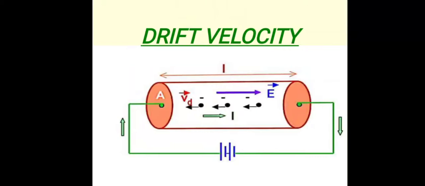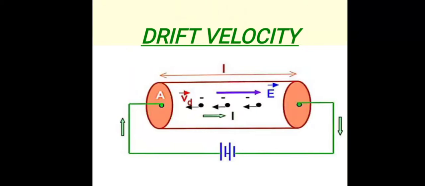One more thing: if they ask what is the relation between electric field, current density and resistivity, then this is the expression, we can write this or this. If it is in terms of conductivity, then you need to write this equation. Next concept is drift velocity.